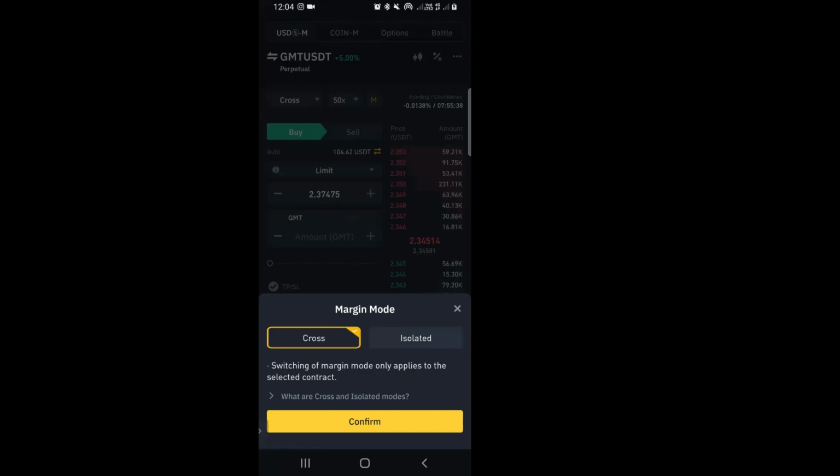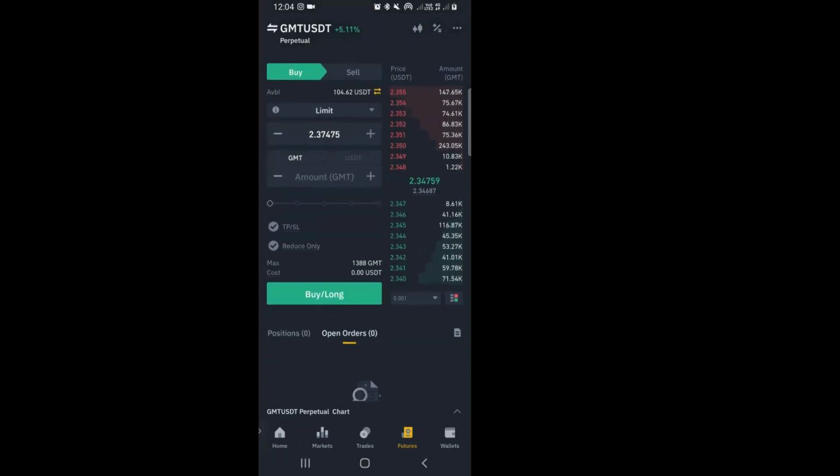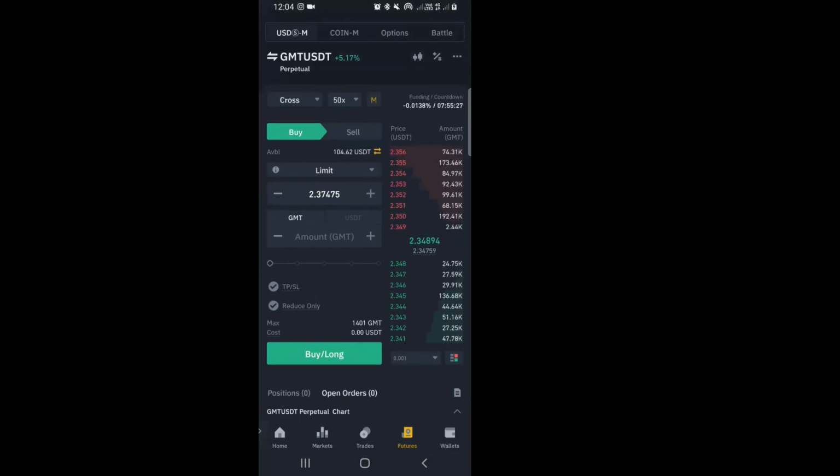So this is cross for me. This is cross trading. I always use cross, so I will confirm. Then the next thing here is I don't use this. This is what we call one-way mode. Here now, you can only go short for the same coin. You can't go short and long for the same coin. Let me give you an example now.